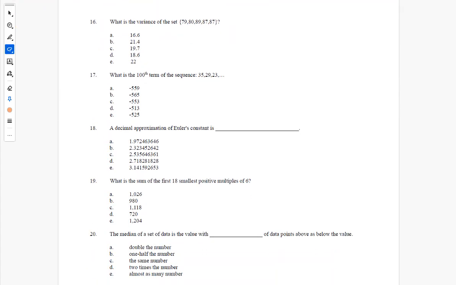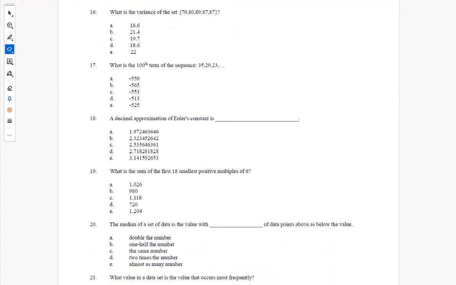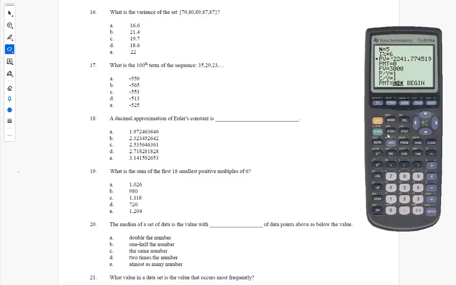Number 16. What is the variance? Now, on this guy right here, the variance is like the standard deviation squared. So we're going to use our calculator to punch this in. So here we go. The variance, we're going to do our stats. And we're going to do edit first to get a list in there.